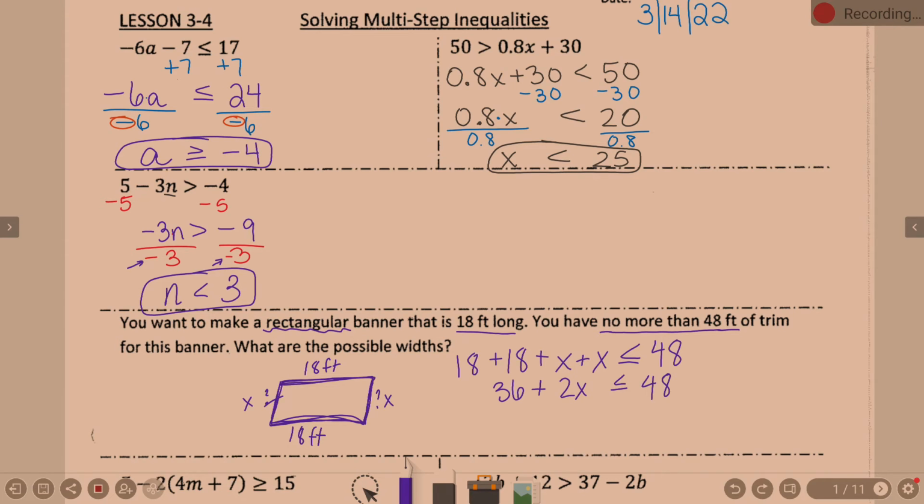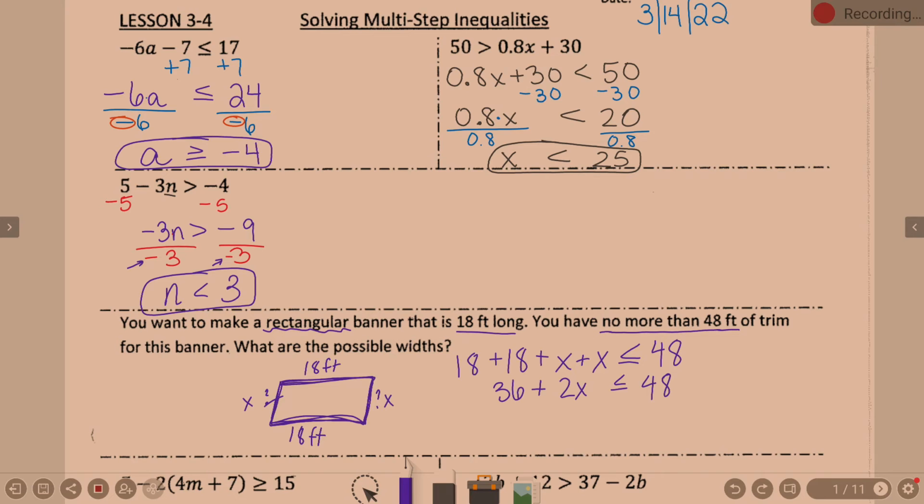1x plus 1x is 2x. And then, doesn't this just look like the ones we just did? Yep, so you just subtract 36 from both sides, which gives you 12, and then 12 divided by 2 is 6.